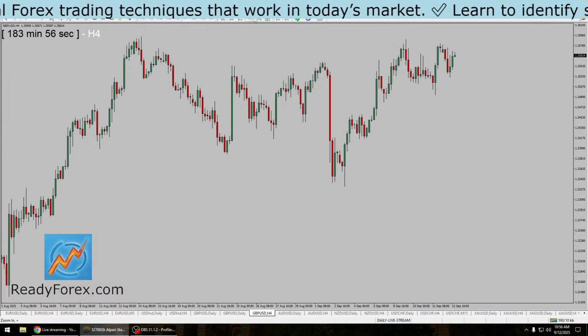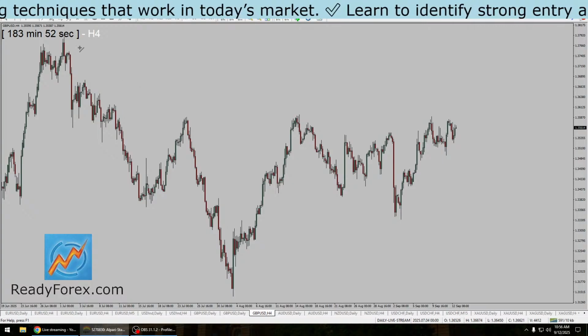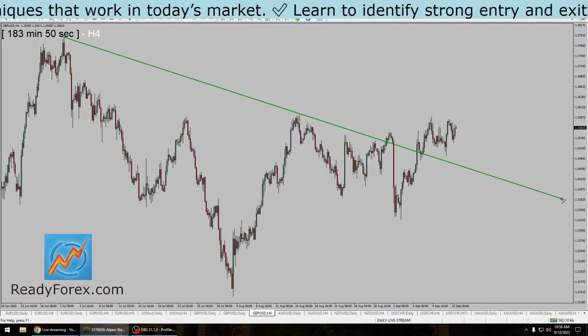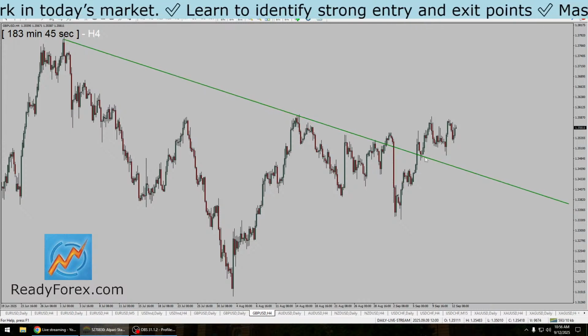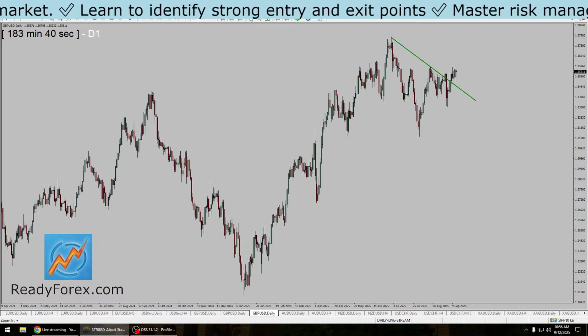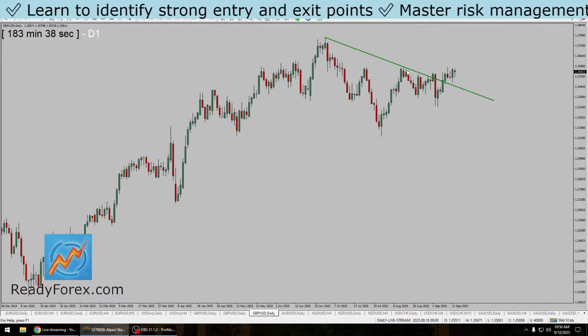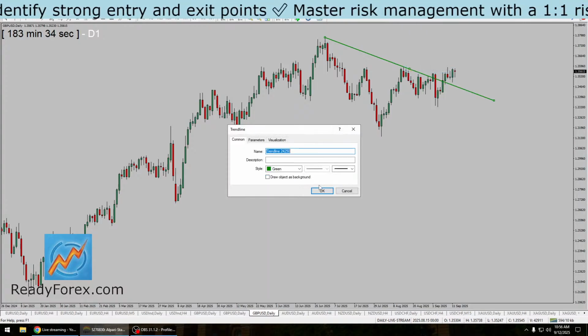Let me zoom out a little bit. You can draw a simple trend line over here. Okay, so we got out. Let me go to the daily chart first, so you can see what the market is trying to do.